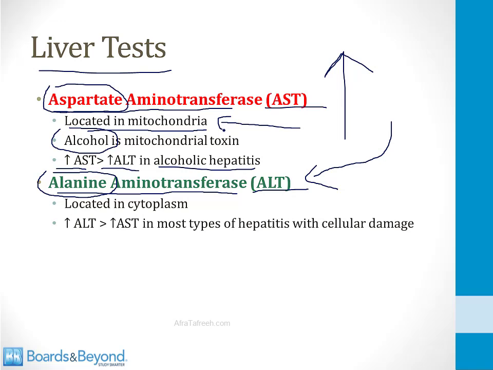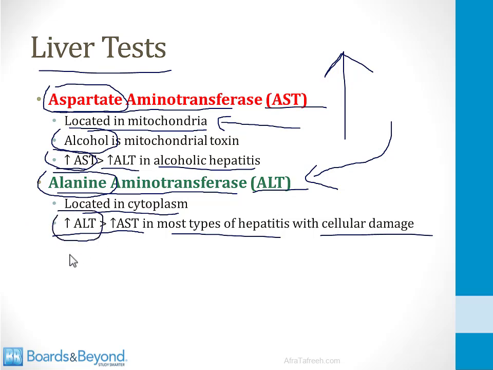and that's because the primary focus of the toxin is in the mitochondria where you find AST. ALT, on the other hand, is located in the cytoplasm, so in most types of hepatitis where there is cellular damage to the cytoplasm, you will see increases in ALT that are greater than the increase in AST. Both of these enzyme levels go up in any form of liver damage, but what I'm emphasizing here is which enzyme level will climb more. In alcoholic liver disease, the AST will climb more than the ALT. In most other forms of hepatitis, the ALT will climb more than the AST.